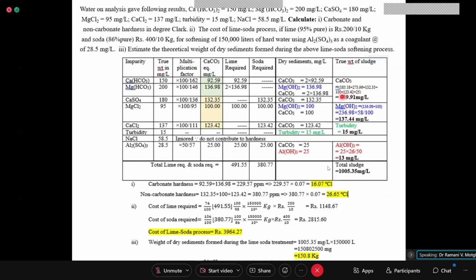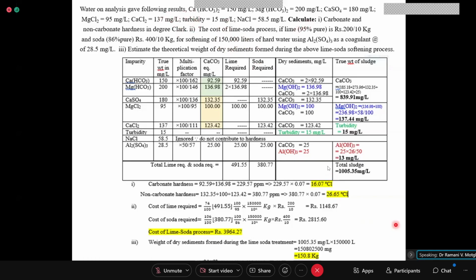And then you add this value of calcium carbonate, magnesium hydroxide, add the turbidity value and aluminum hydroxide weight, it comes out to be 1005.35 milligrams per liter. So then you calculate, this is the dry sediments formed, these into 1,50,000 liters. So this is in milligrams. You convert it into kg. So 150.8 kg of precipitate is forming when you treat 1,50,000 liters of this water containing these impurities.